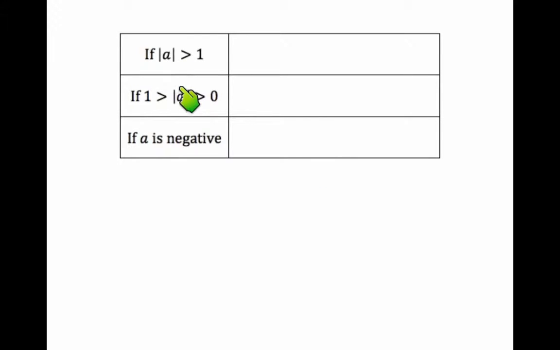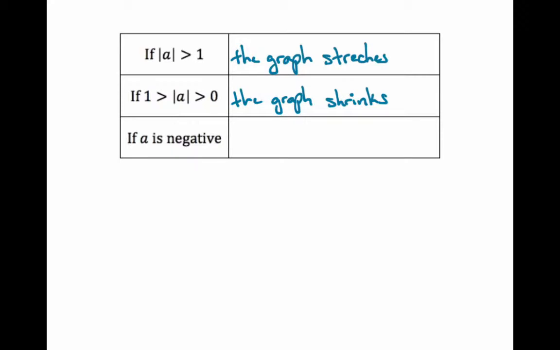Another way to think about that table that we did before, let's just think about the absolute values of A. Whether A is positive or negative, if it's greater than 1. So if the absolute value of A is greater than 1, then what's going to happen to the graph? The graph will be stretched. And if the absolute value of A falls between 1 and 0, so it's a fraction, and we're just dealing with positive A's right now, what's going to happen? The graph will then shrink. And if A is negative, what will happen? It will reflect across the x-axis.